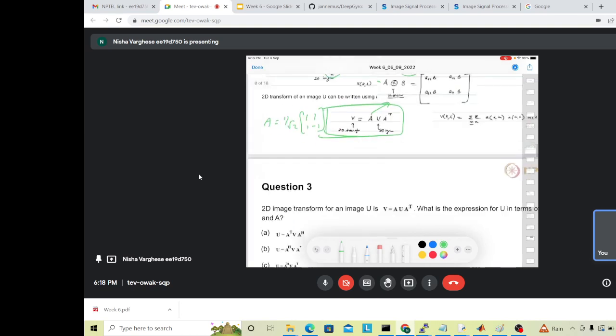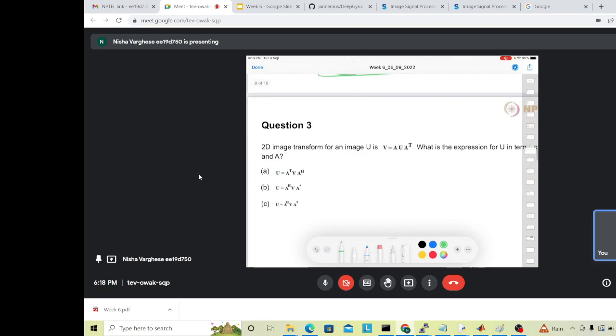Question 3. 2D image transform for an image is V equal to A U A transpose, where U is the input image and V is the transformed image. So what is the expression for U in terms of A? So you have to find out, V is equal to A U A transpose. Then you have to find out U, right? So just multiply with A inverse on the left, V.